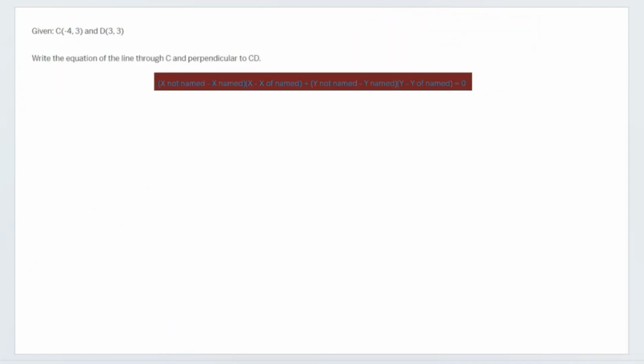So we end up again at y equals -4/9x plus 50/9. The third problem on the exit ticket used a different set of points. And here we have C being -4/3 and D being 3/3. I already have the formula on the page for us to use. And now I need to identify what is the named versus the not named point. Write the equation of the line through C. So they name C. C is my named point.